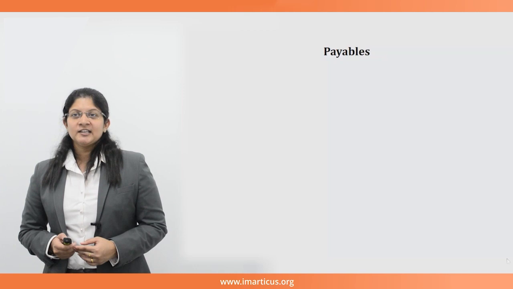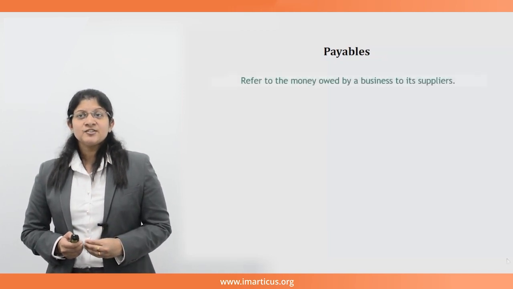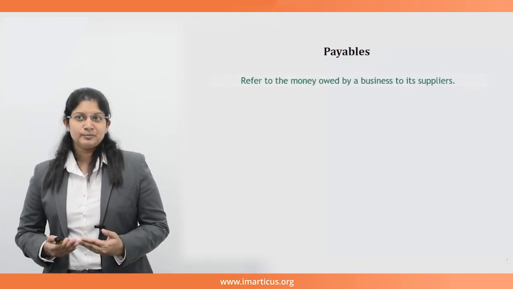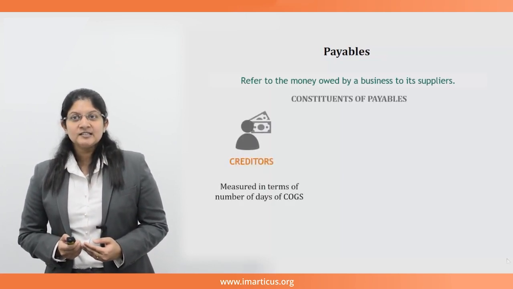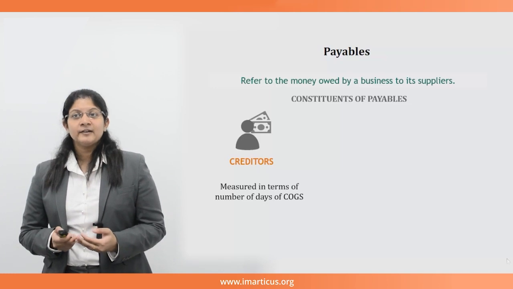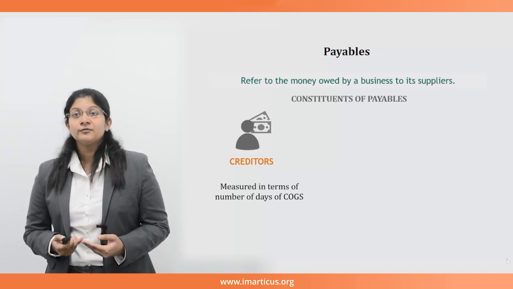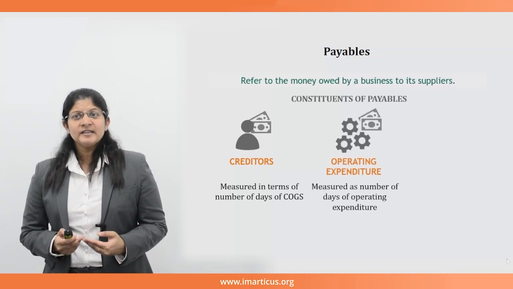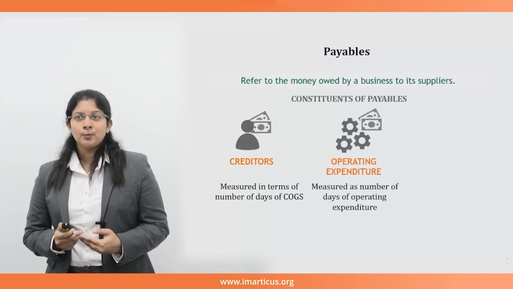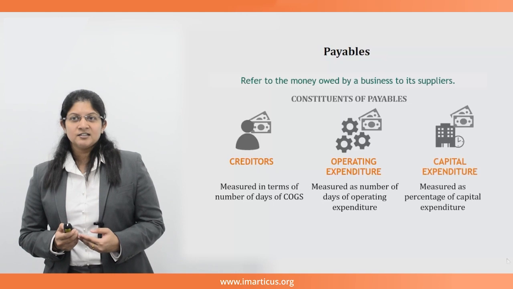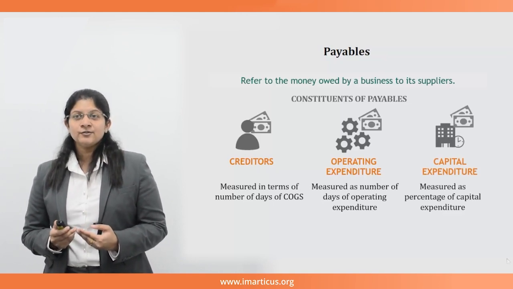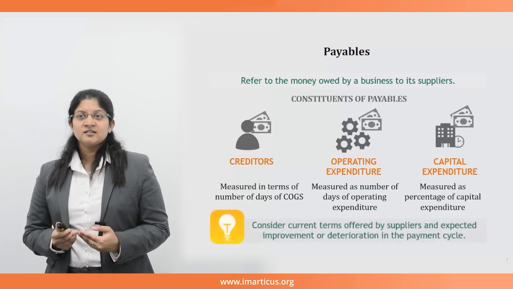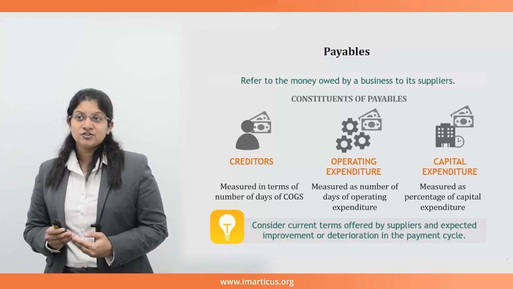Another key item under working capital is payables. Payables refer to the money owed by a business to its suppliers. It is shown as a liability on the balance sheet. Payables consist of creditors for COGS or manufacturing cost, which are measured in terms of number of days of COGS, OPEX creditors measured as number of days of operating expenditure, and CAPEX creditors measured as a percentage of CAPEX incurred during the year or number of days of CAPEX. We also need to consider the current terms offered by suppliers and expected improvement or deterioration in these terms, if any.